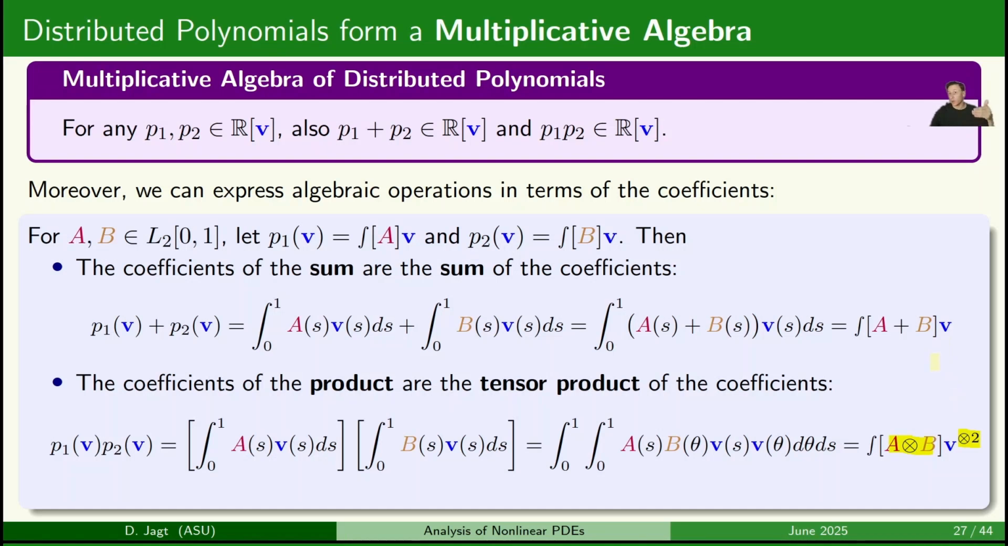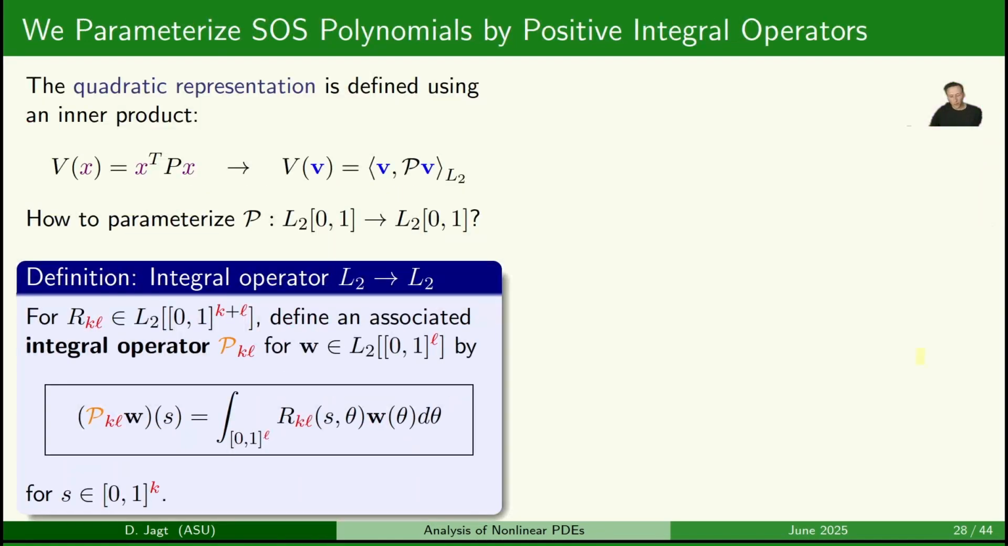Okay, so these polynomials form a multiplicative algebra. That then leaves the third key property, a quadratic representation. In the finite dimensional case, a quadratic representation is defined by taking an inner product weighted by some matrix P. In the infinite dimensional setting, we will do the same thing. We define this quadratic representation by taking an L2 inner product weighted by an operator P.